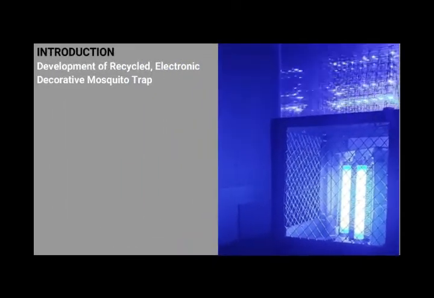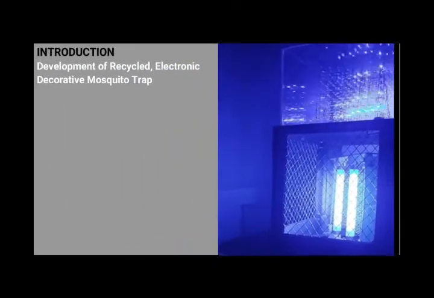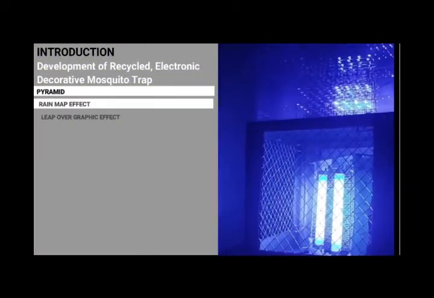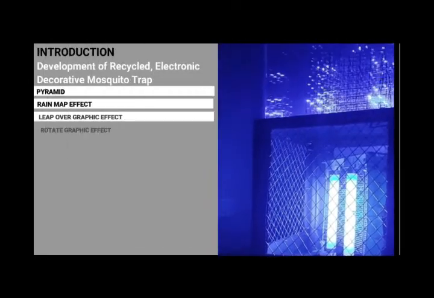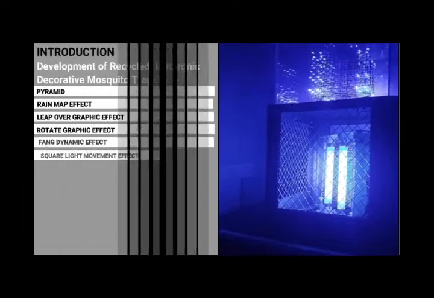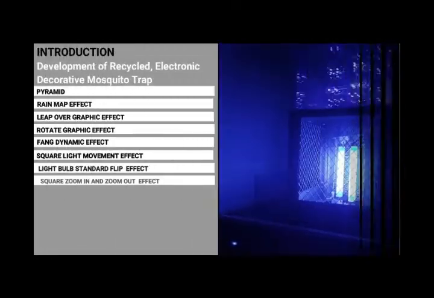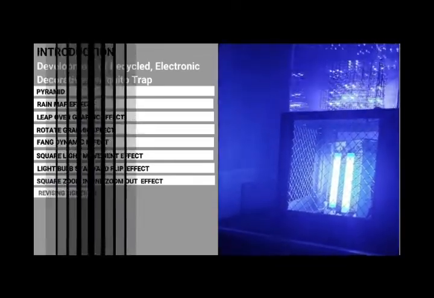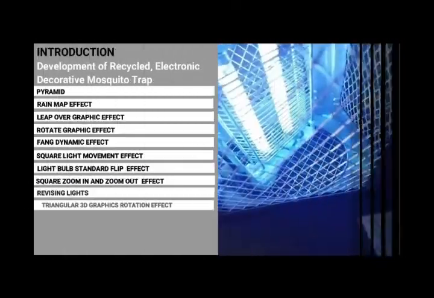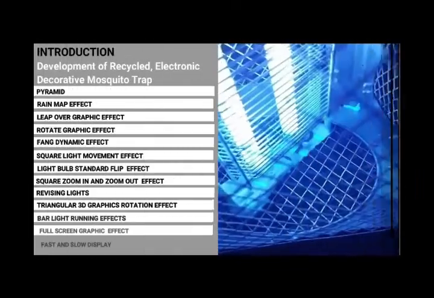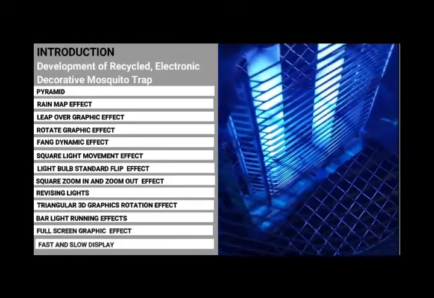The LED cube was used for design purpose or decorative material with certain sequence of light, namely pyramid, rain map effect, leap over graphic effect, rotate graphic effect, fang dynamic effect, square light movement effect, light bulb standard flip effect, square zoom in and zoom out effect, reversing lights, triangular 3D graphics rotation effect, bar light running effect, full screen graphic effect, fast and slow display.